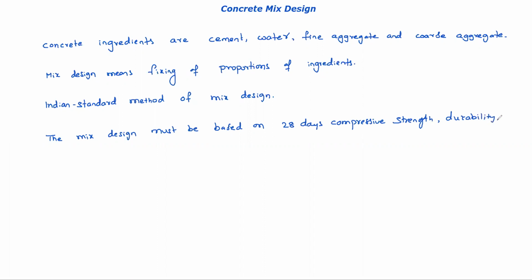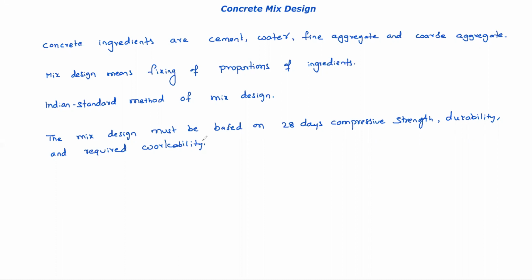A structure may be on the coastal side. That may be exposed to seawater. So that exposure condition will be different. So for given durability and required workability. Workability for different elements may be different. Suppose for slab concreting, lesser workability is okay. But for column concreting, more workability is required. So based on these three things, compressive strength, durability, and workability, we need to design the mix. That means we need to fix the proportions. So the process is very simple.